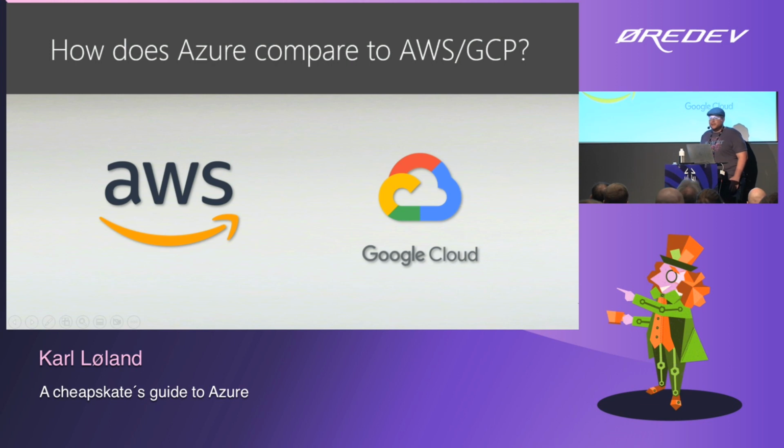So how does Azure cost compare to AWS and GCP? Personally, I would say it's a bit of the same. Same, but different. Overall, you often end up with the same cost anyway, for the same solution.